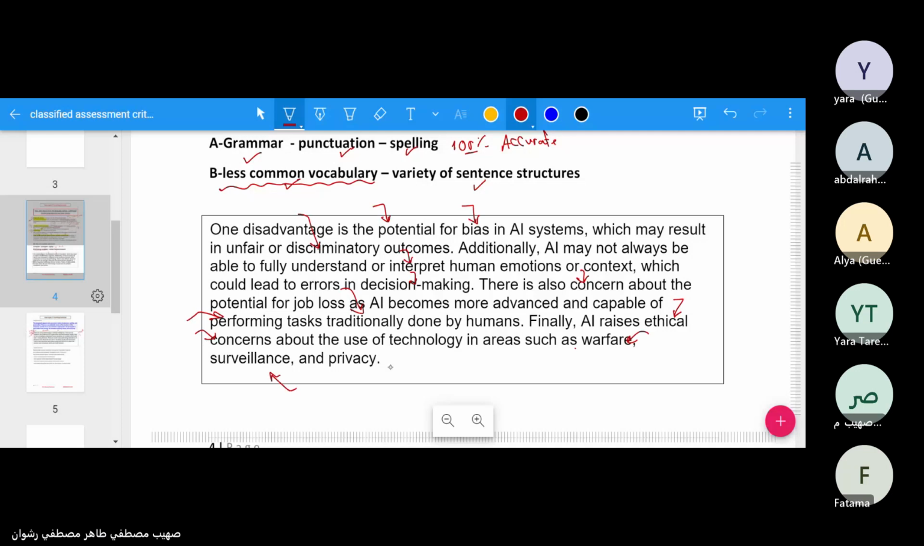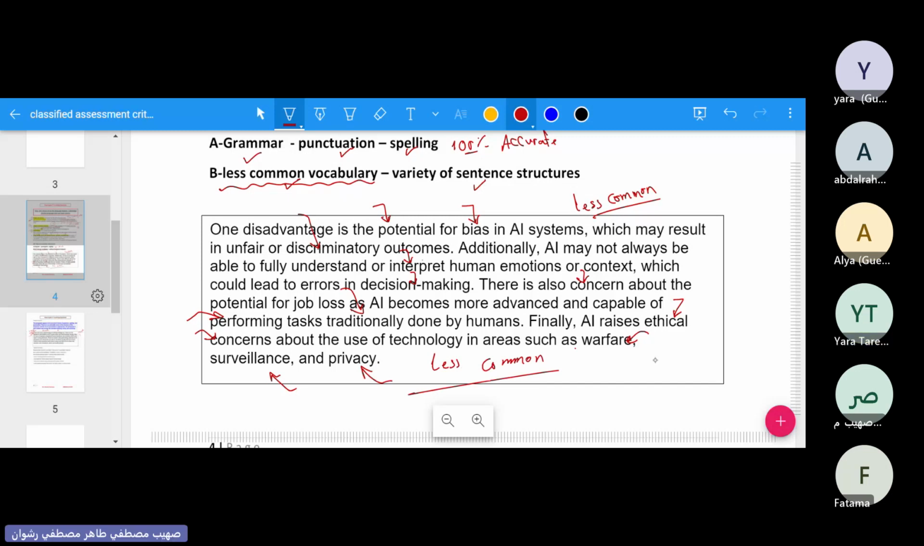warfare, surveillance, and privacy. All of these words are less common vocabulary in our daily life. We don't use them regularly in our daily language. Yes? How is privacy less common? We use it everywhere. We use the word privacy a lot. Less common. Who is asking? Yara. Yeah, Yara. Less common.